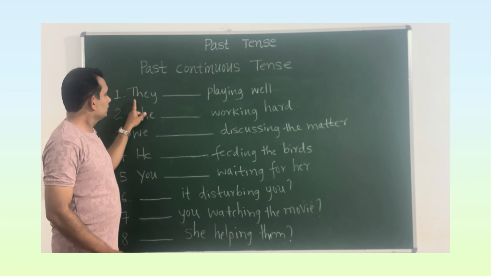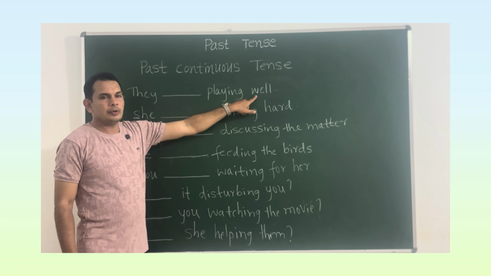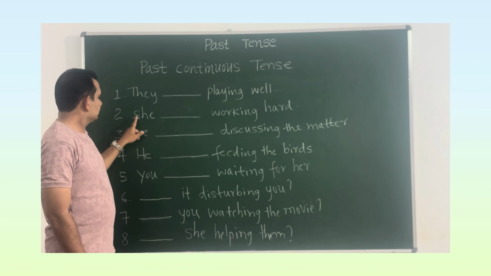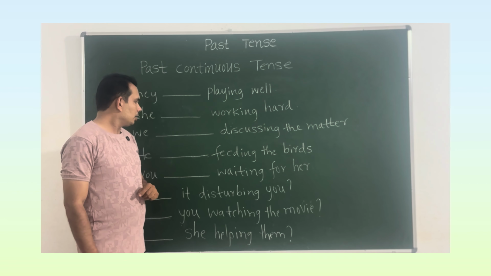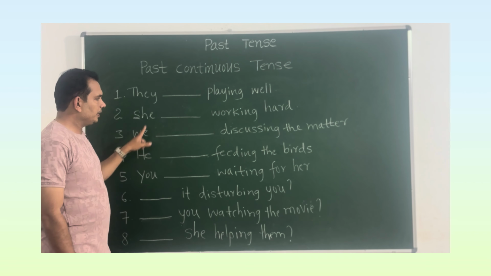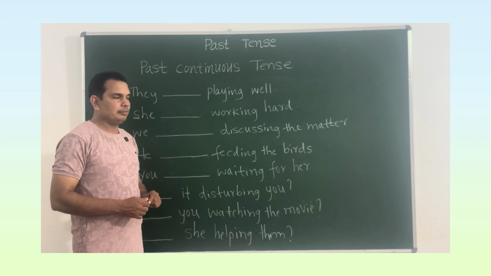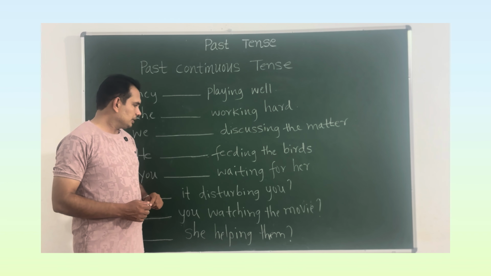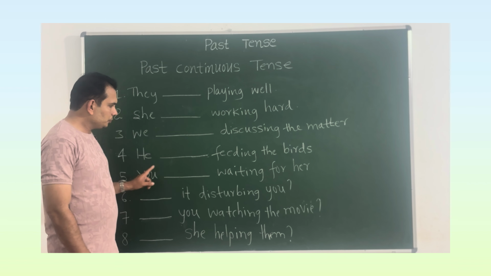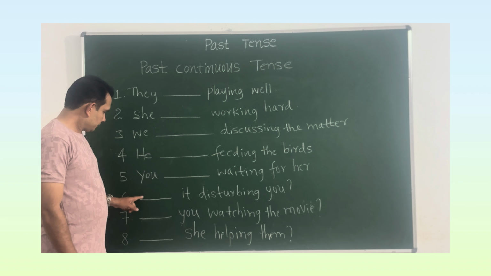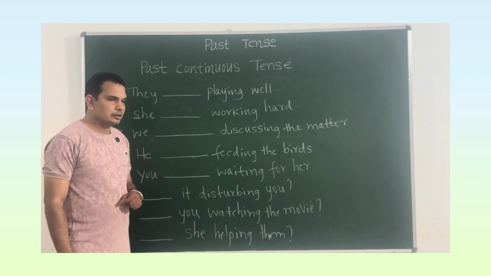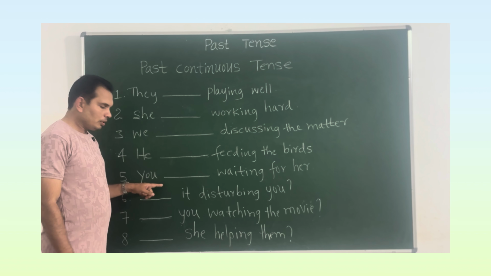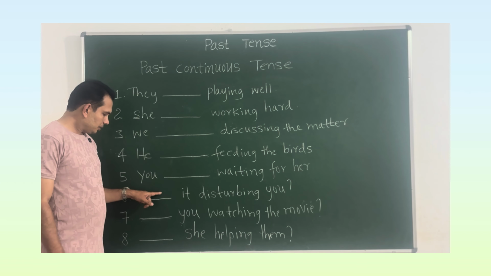Question number 1. They dash playing well. You have to write the correct auxiliary. Question number 2. She dash working hard. Question number 3. We dash discussing the matter. Question number 4. He dash feeding the birds. Question number 5. You dash waiting for her. Question number 6. Dash it disturbing you? This is a question. This is an interrogative sentence. So you need to add the right auxiliary here.